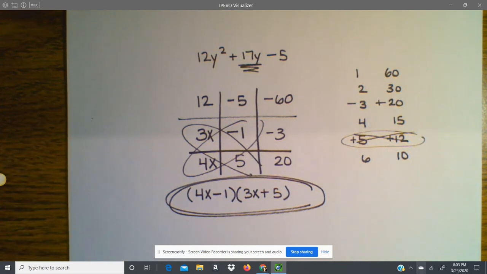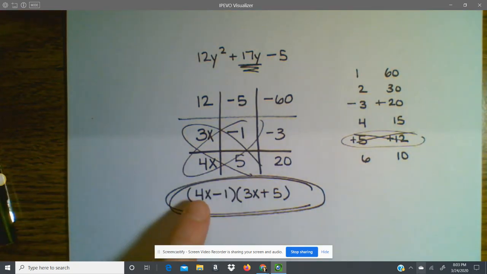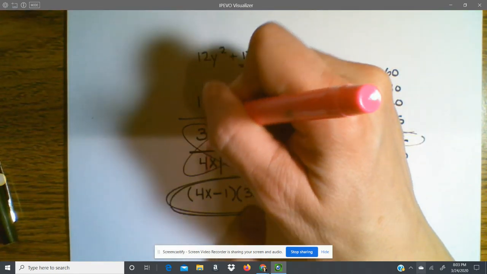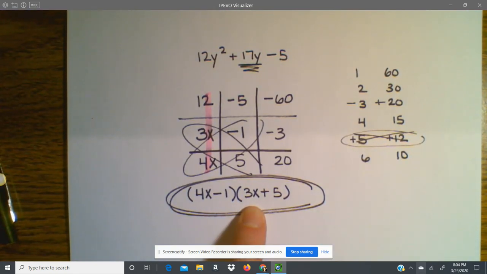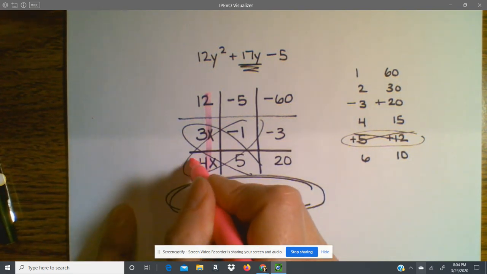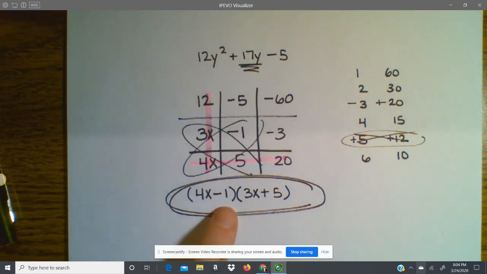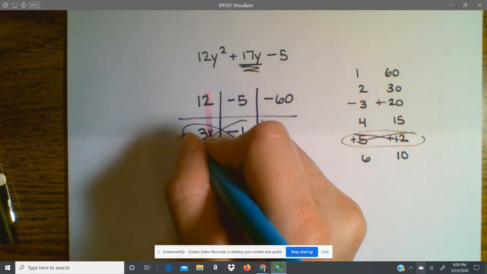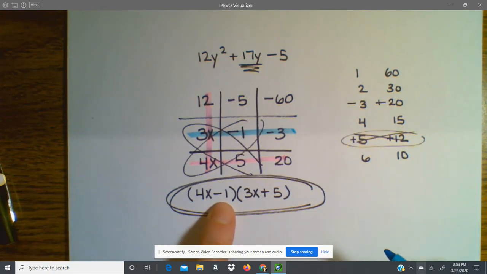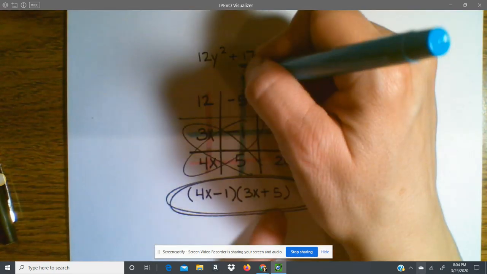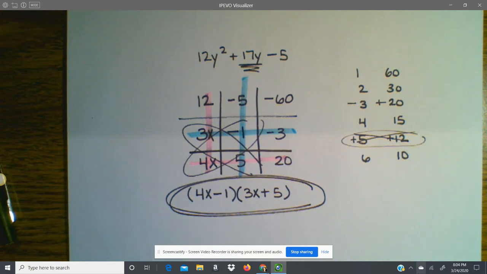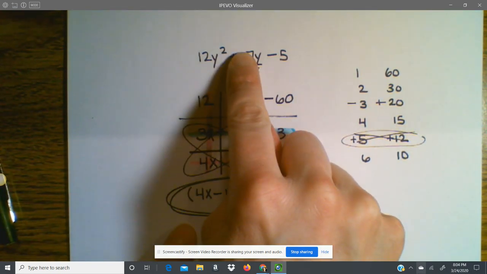And once again, I'll just show you 4x times 3x is this column here. If I distribute the 4x to the 5, that's this column. And then when I distribute the negative 1 times 3x and negative 1 times 5, that's here. So factored form, polynomial form.